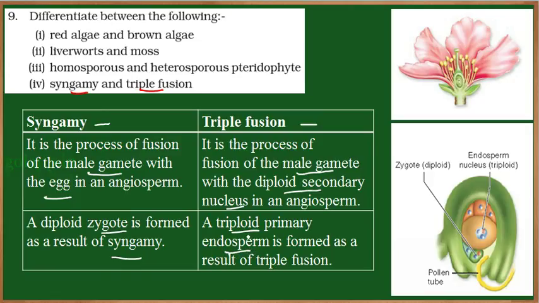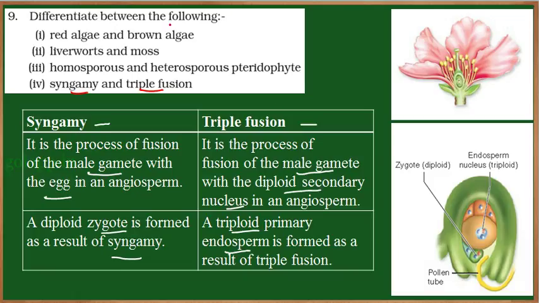So here in this process, the secondary nucleus, which has two haploid nuclei, fuses with one male gamete. So three cells are fusing, and this fusion is called triple fusion. So triple fusion leads to a triploid cell which develops into an endosperm. Whereas in syngamy, two gametes, one male gamete and one female gamete, which are haploid in nature, fuse to give rise to a single cell, which is the zygote, and the zygote is diploid in condition. Now the zygote develops into the seed.